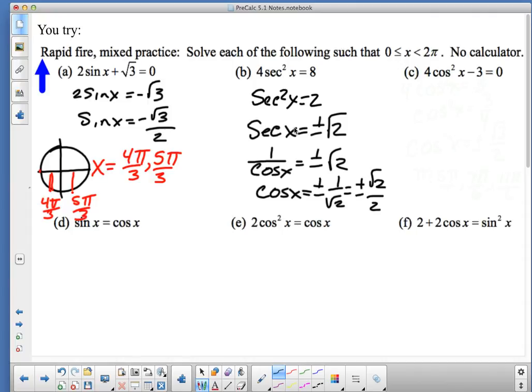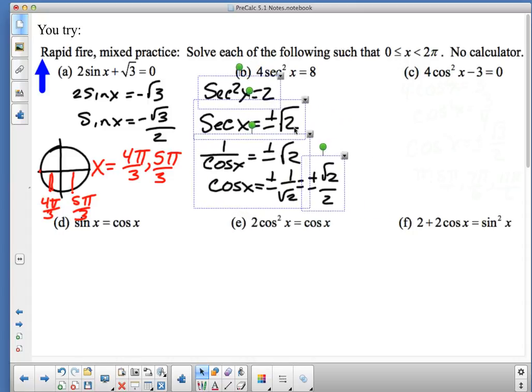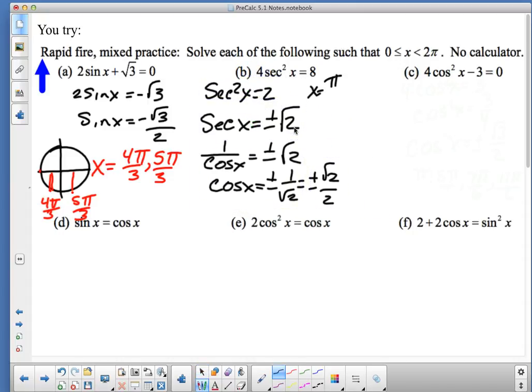Well, when is cosine ever plus or minus the square root of 2 over 2? Well, every pi over 4 you can think of. And I got to pull this over a little bit because I'm using too much space. So x should be pi over 4, 3 pi over 4, 5 pi over 4, and 7 pi over 4 as we step through those, because each one of those is a solution to this particular problem.